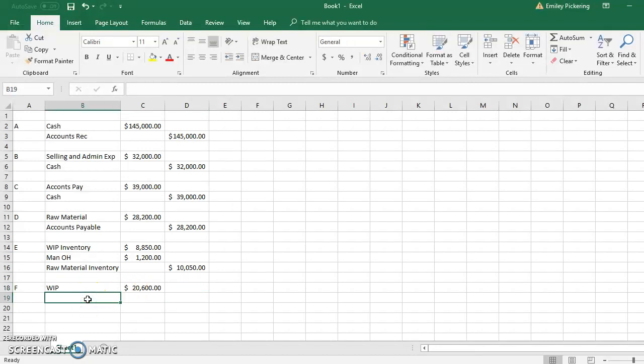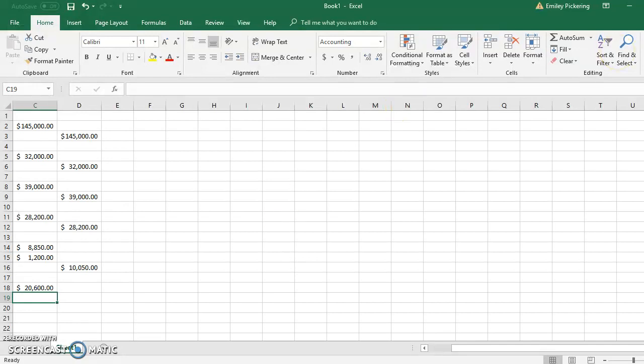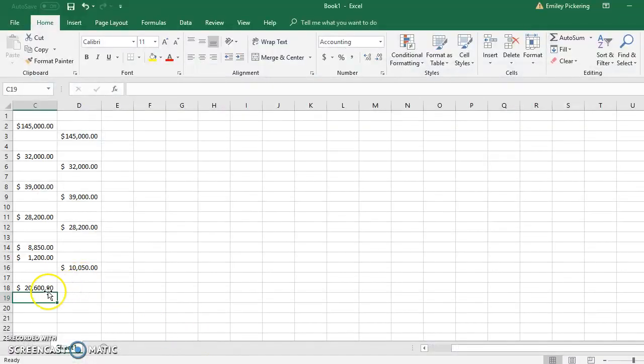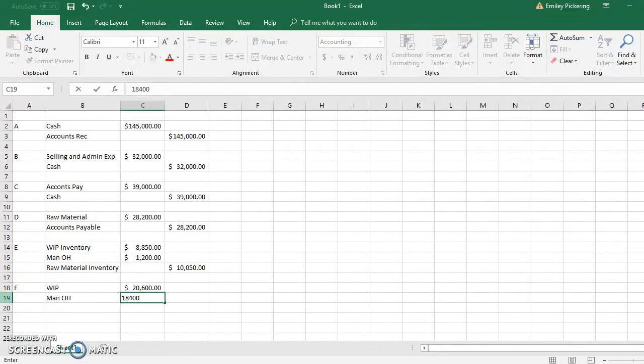Okay, and then the indirect labor is going to go into manufacturing overhead. And that is going to be the 18,400. And again, we haven't paid it yet, so it's going to be wages payable. And it's going to be the total of those two, that 39,000. So let's take a look at G.